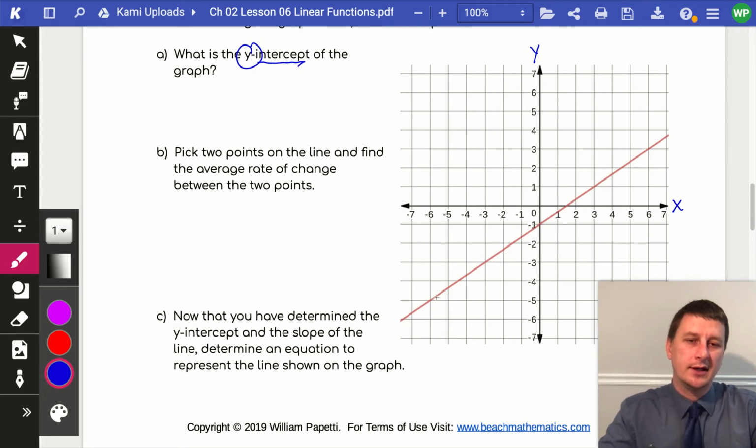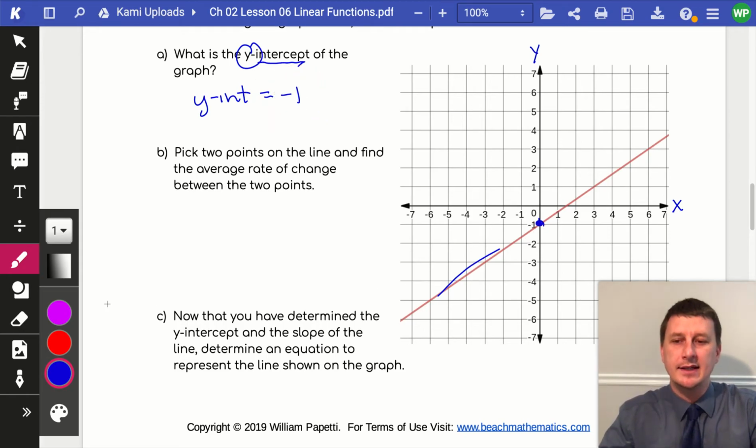And if you're looking at this line, it's going to cross the y-axis right here because there, again, is our y-axis. So our y-intercept is going to be -1. So our y-intercept is -1 because it crosses the y-axis at -1.